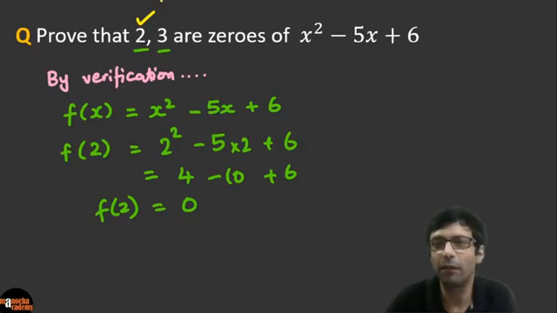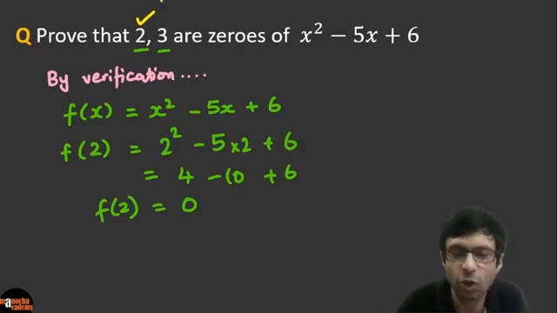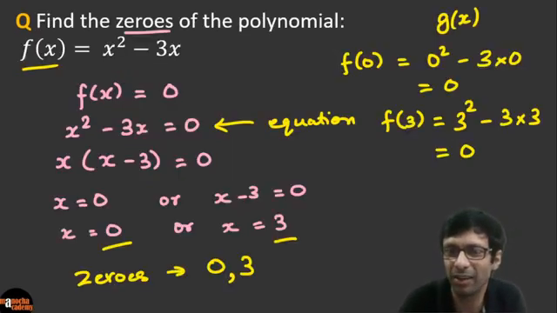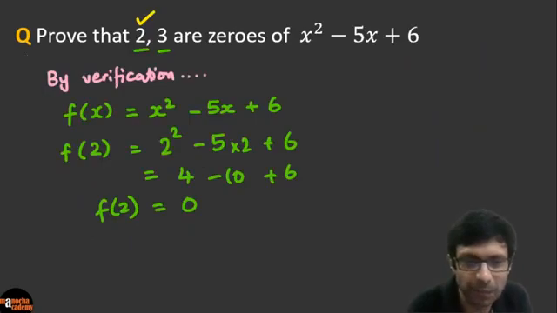So this is called verification. You don't have to factorize that. You just need to substitute it, right? Just like in the previous question, where we were verifying our roots. You saw that we did that? So it's the same technique here.